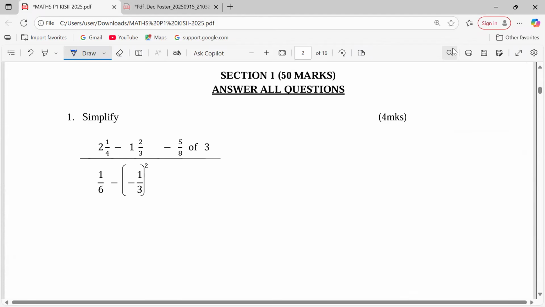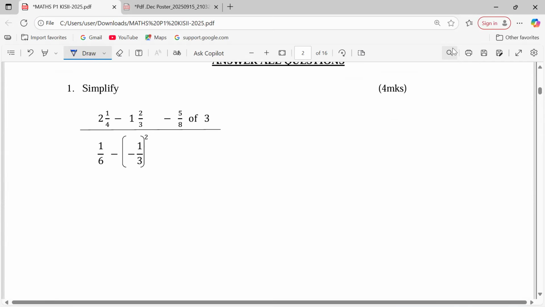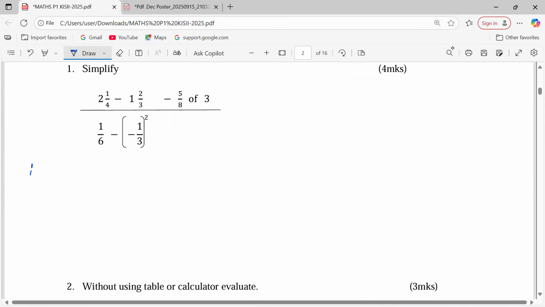The Kisii mock 2025. Simplify number 1: 2 1/4 minus 1 2/3 minus 5/8 of 3, then everything over 1/6 minus (-1/3) squared. Let's deal with the numerator first. We can make the numbers improper fractions.